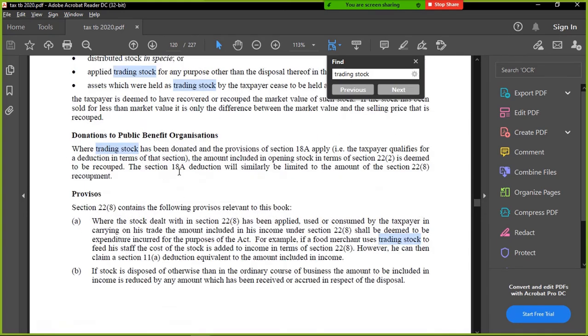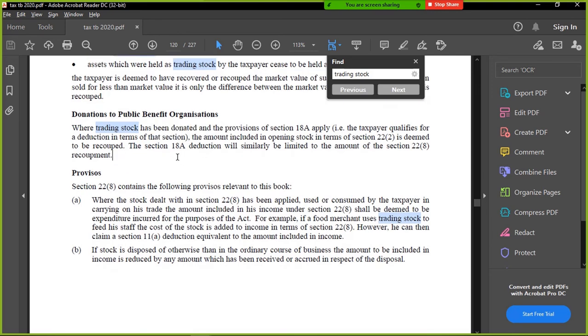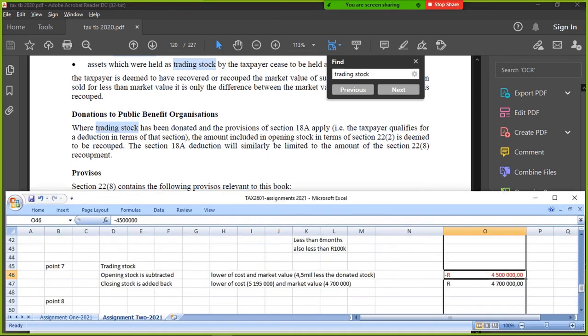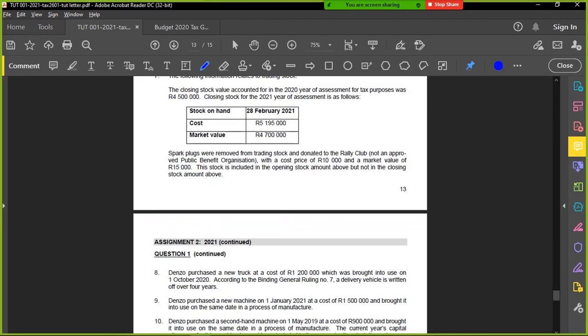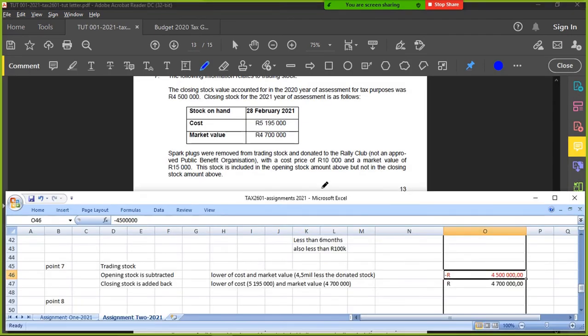Donations to a public benefit organization. If it applies, then you can obviously deduct all of it as long as you've got the certificate, which we do. So it'll be the lower of the cost and the market value. What was the lower amount? The cost was lower, so it was 10.